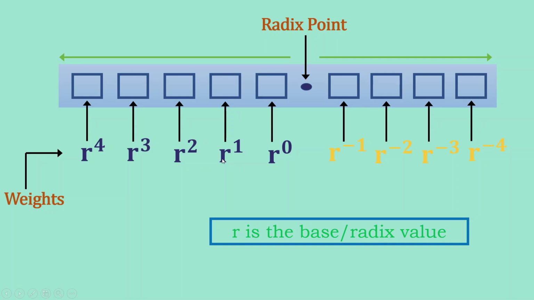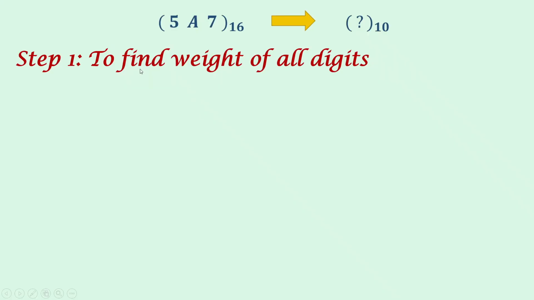Then the power of r will go on increasing by 1 as you move away from the radix point to the left hand side. Now moving to the right hand side of the radix point, the starting weight is r raised to minus 1, and as you move away from the radix point to the right hand side, the weight goes on decreasing by 1. So this is how you find weight. Let's apply this in our number.